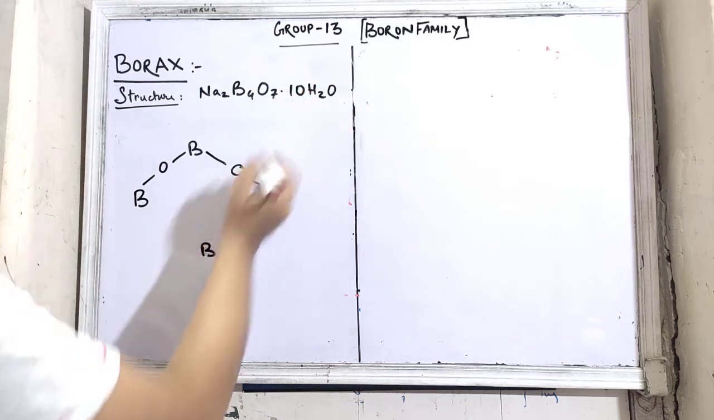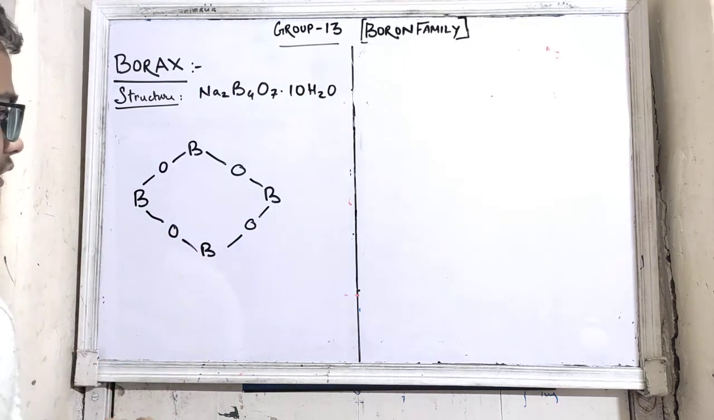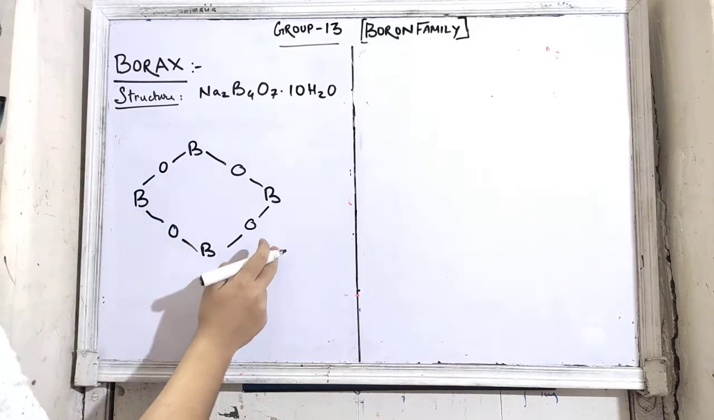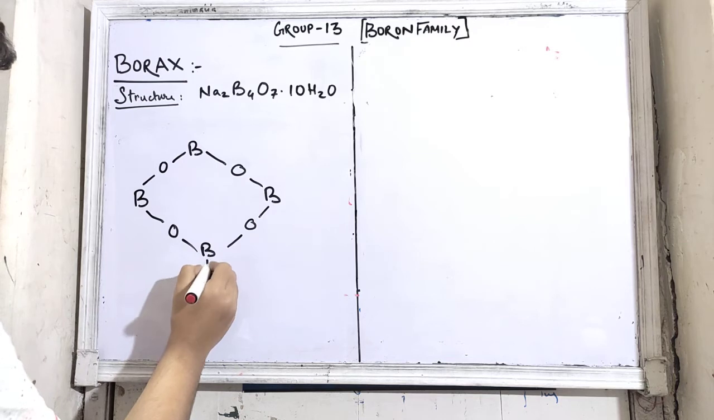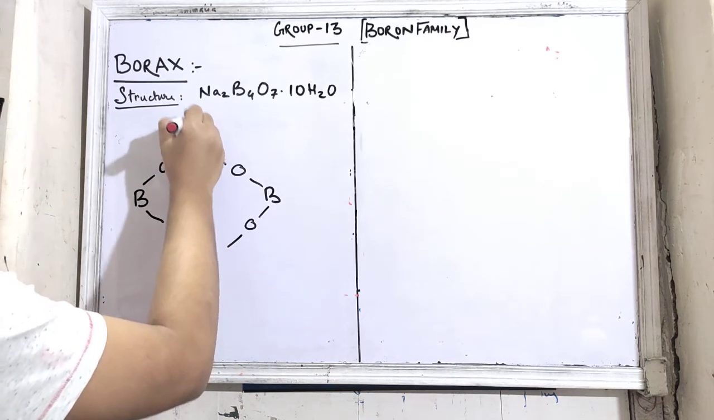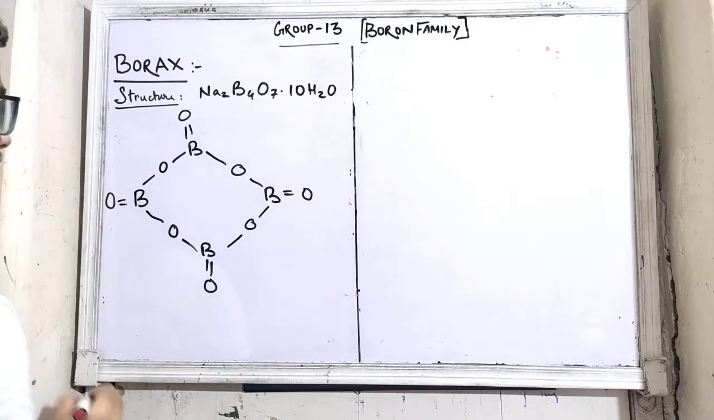Na2B4O7.10H2O. Right. So, this is the B-O-B linkages. How many B? 1, 2, 3, 4. How many oxygen? 1, 2, 3, 4. Okay. 5, 6, 7, here 8.